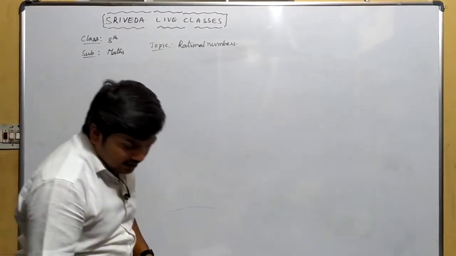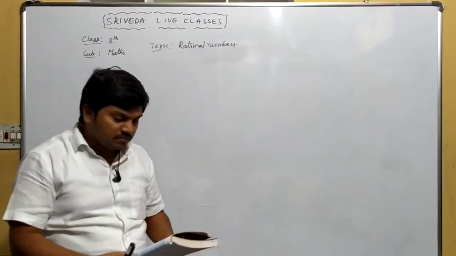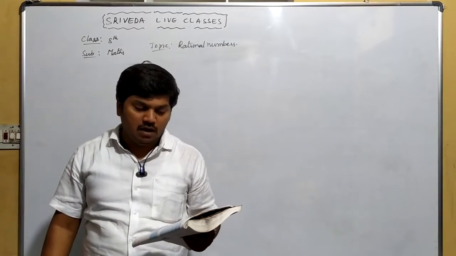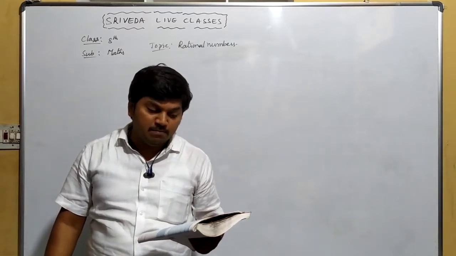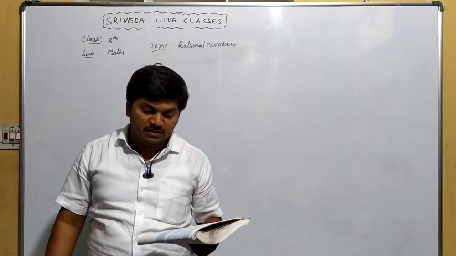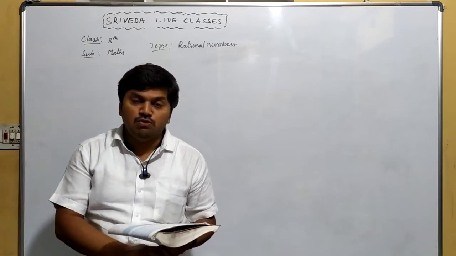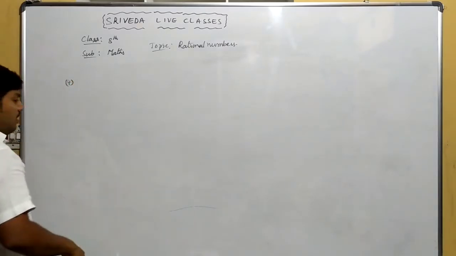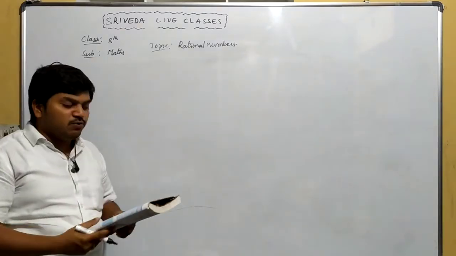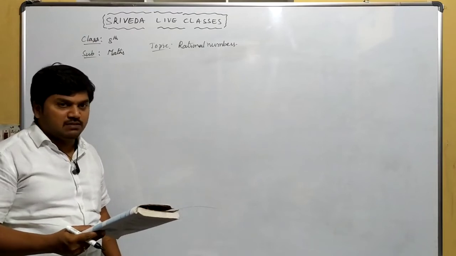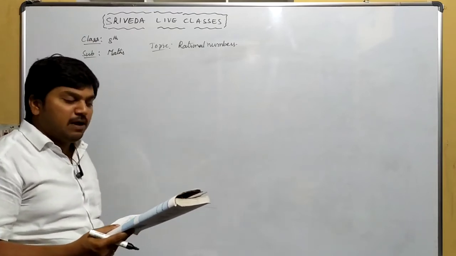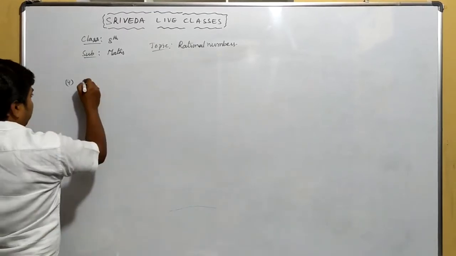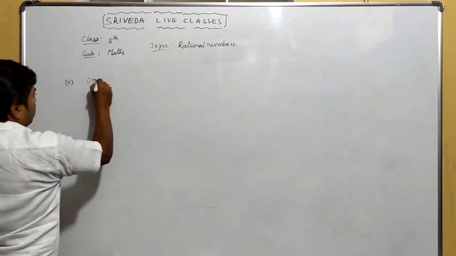Right. You see that? Fourth one. The sum of two rational numbers is minus 2 by 3. One of them is minus 8 by 15. Find the other. See, same way you need to do that. So fourth one, what is that? Sum of two rational numbers is minus 2 by 3. One of them is minus 8 by 15. So find the other.